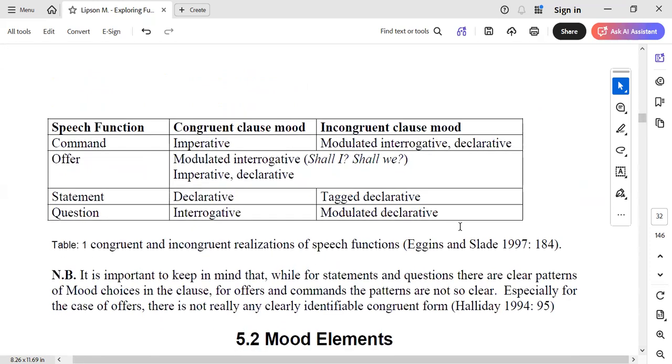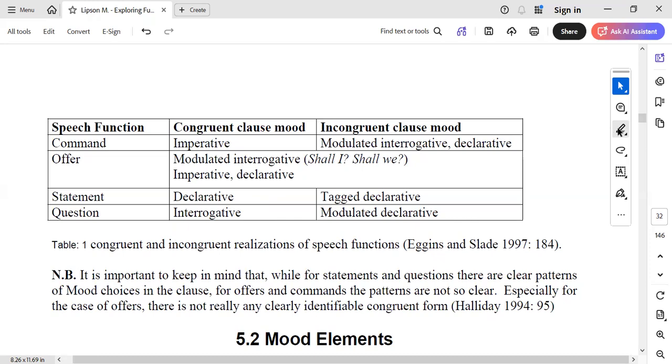Now, here are some speech functions. When you are giving a command, you use imperative sentences. When you offer, you use a modulated interrogative, "shall I", "shall we", or you can even use imperative and sometimes declarative. When you state, you use declarative and even tag declarative. And when you question, you use interrogative and modulated declarative also. Another task you need to do is to come up with examples.